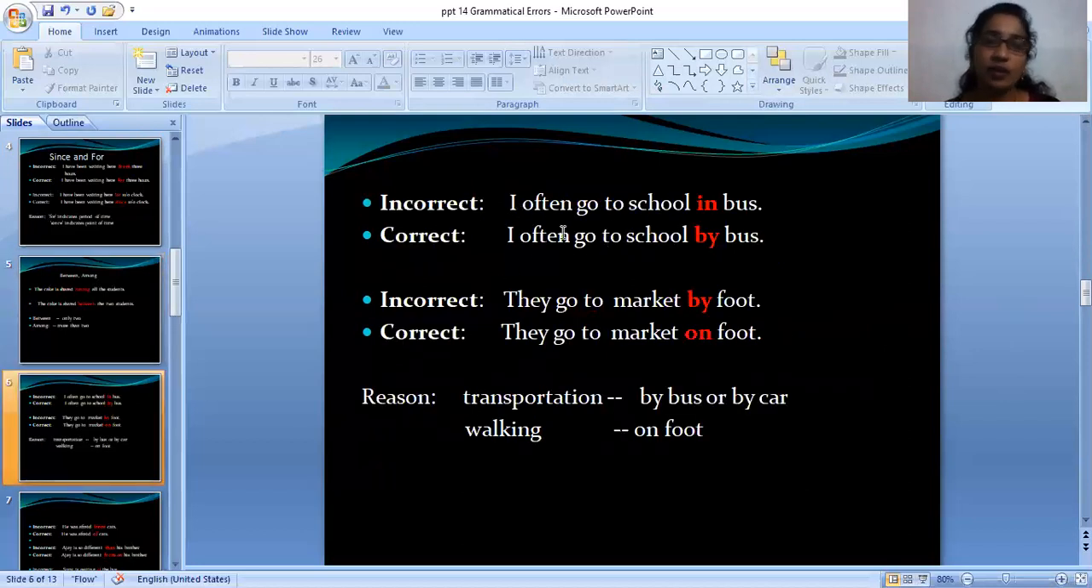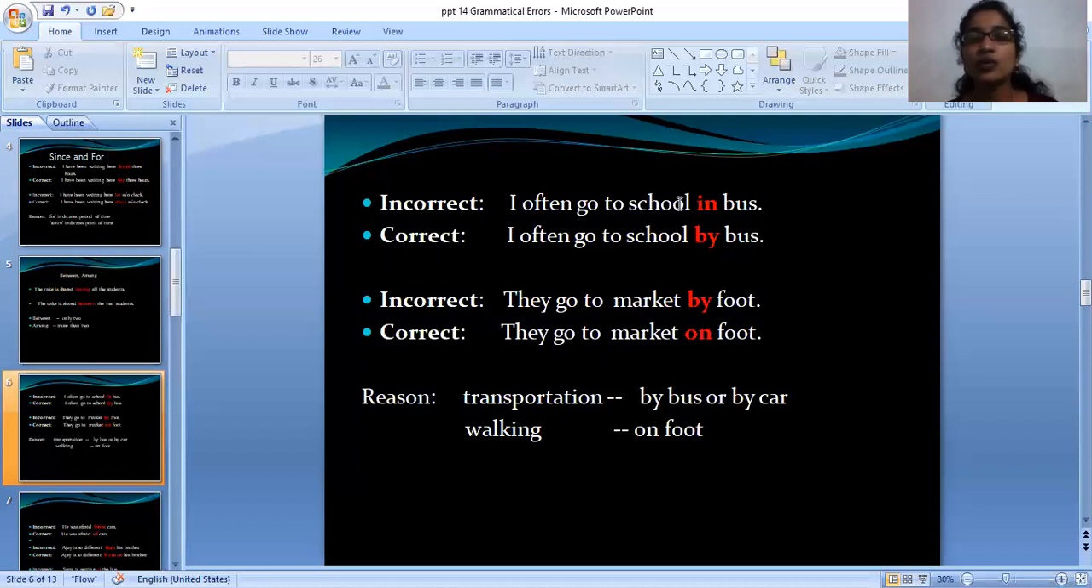Yes, so let us come to the next line. Today we are going to see all the aspects which are a little confusing to most of the students, right? So here I'm going to read a sentence for you. I often go to school in bus. So this is a sentence. Is this correct? Definitely not, right?